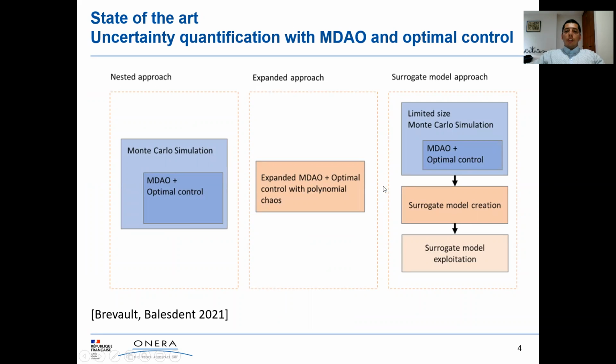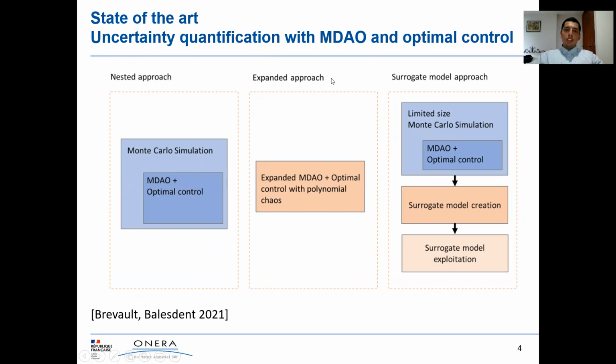So three different approaches can be distinguished in the literature to perform the uncertainty quantification within an MDAO problem that contains optimal control. The first one is a nested approach, where a Monte Carlo simulation is used to obtain exact realizations of a code of MDAO plus optimal control. This easily becomes prohibitive due to computational cost.